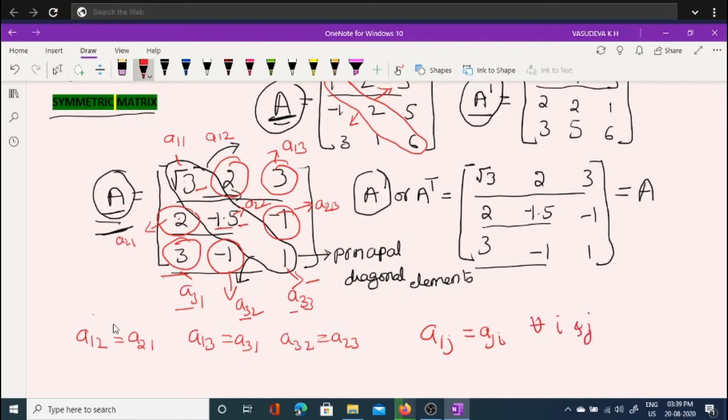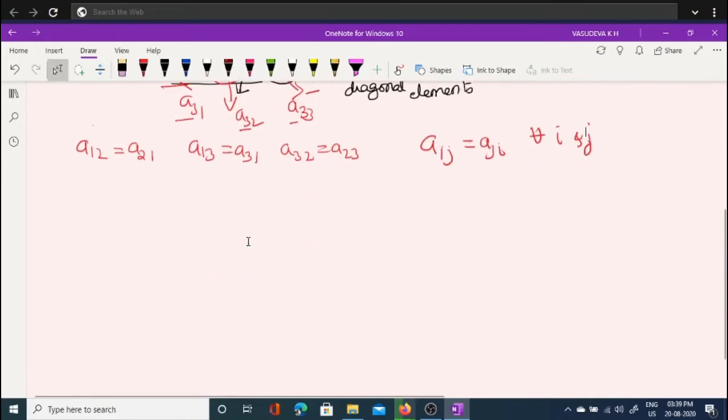So this is the definition of symmetric matrix. So finally we can conclude the definition of the symmetric matrix. A square matrix is very important; only a square matrix can we define as a symmetric matrix.